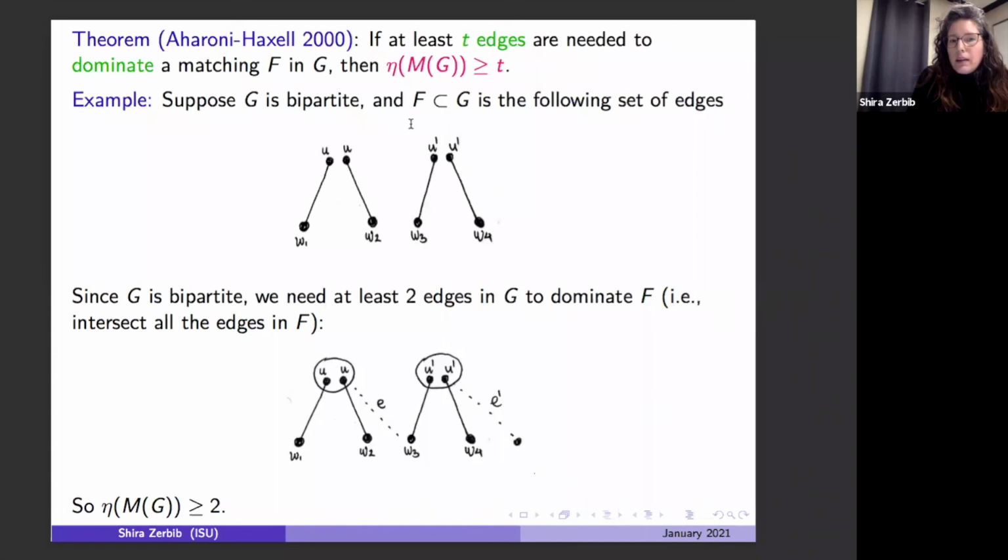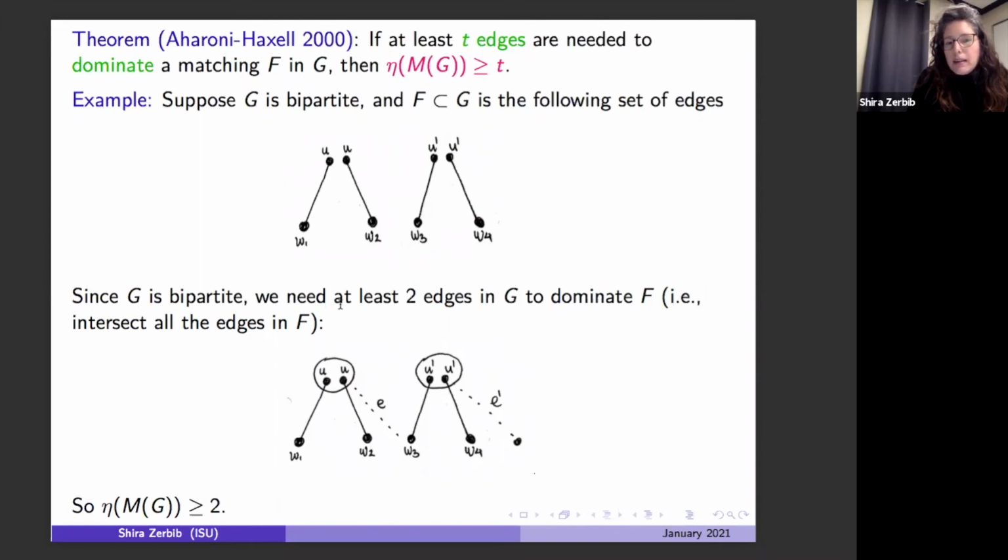Suppose G is bipartite and F is the following set of edges. So this is a matching. It is topologically a matching. These were somehow disconnected in the Meshulam game, but now they are a matching.